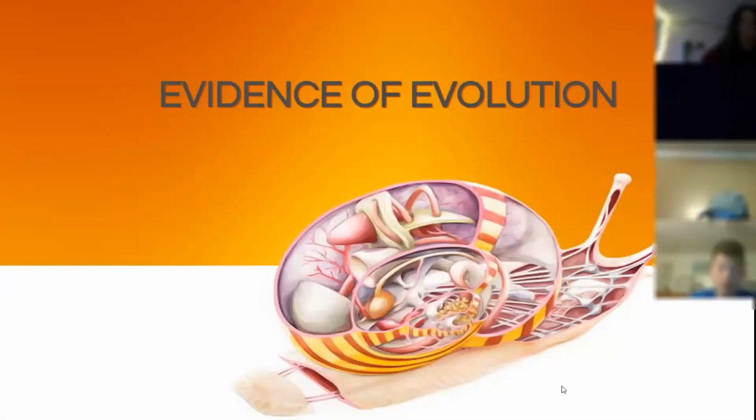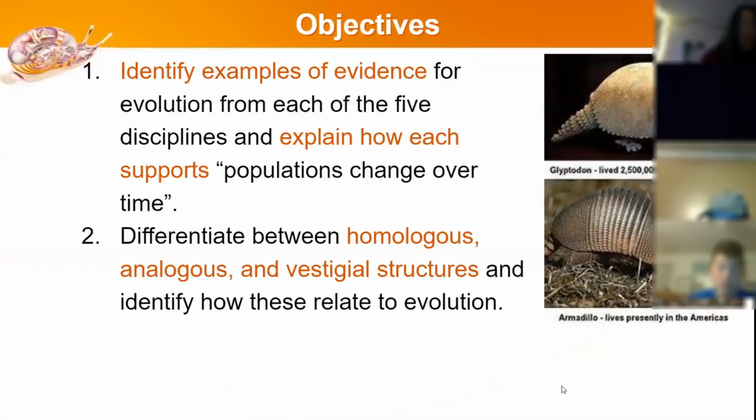That's what we're going to look at today. So you should be able to identify examples of evidence for evolution from each of the 5 disciplines. So you want to know what those 5 disciplines are, obviously. And then we want to differentiate between homologous, analogous, and vestigial species or structure, sorry.